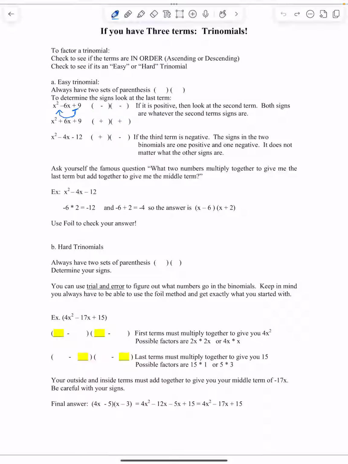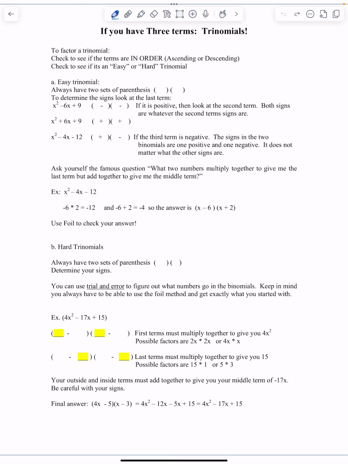But if you'll remember my little shortcut here, look at your third term. If it's positive, look to the left, they're both going to be that sign.